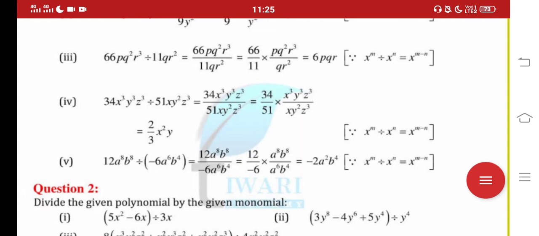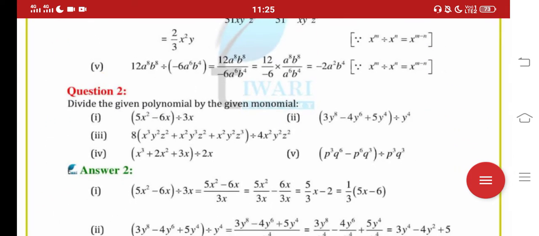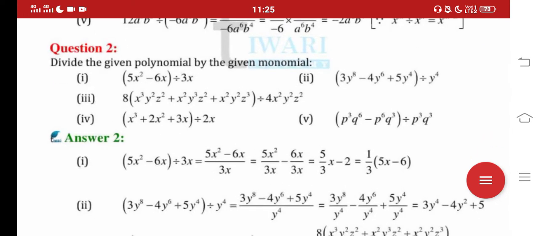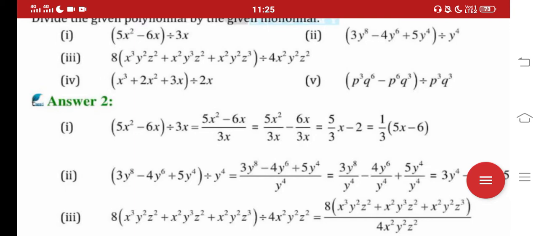In the second question, a polynomial and a monomial are given. Means in the numerator we have two terms and in the denominator we have one term. So we have to divide it. Now see what we have to do. 5x² minus 6x divided by 3x. If the denominator is the same for both the terms in the numerator, we can separate the numerator as well as the denominator. So we write 5x² upon 3x. What is the sign in between? The sign is minus, so we write minus.